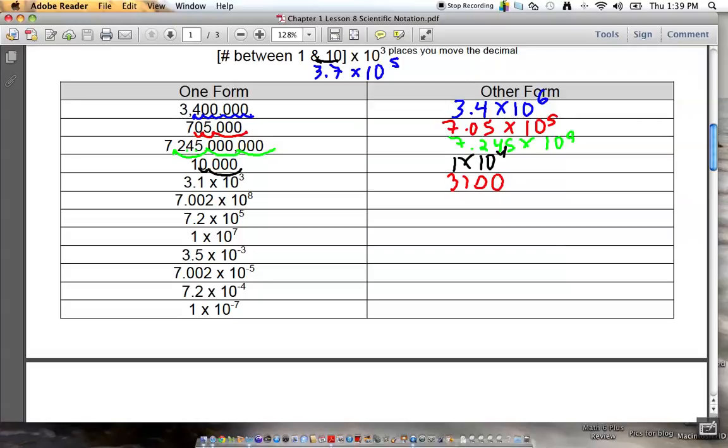Just wrote myself a note on the kind of question I want to include on an upcoming worksheet. Ready? I'm going to start with 7002. Now, how many places do I have to move from right after the 7? 8. That's 1, 2, 3, 4, 5, 6, 7, 8. Now, if I go backwards, 7.002 times 10 to the 8th equals 700,200,000. Okay? Try the next one.